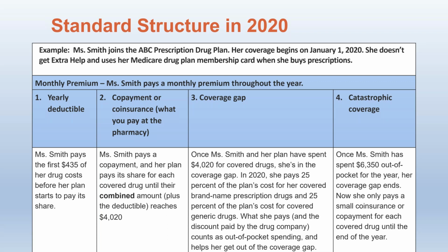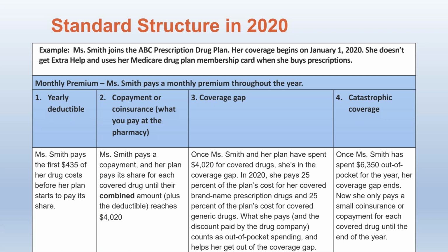That $100 would be tallied. And if the tally of all the prescriptions you fill at your pharmacy add up to $4,020, you would enter into the third phase, or the coverage gap, also known as the donut hole. And once you enter the donut hole, when you go to fill your prescriptions, you would be responsible for 25% of the plan's costs for brand name prescription drugs and generics.